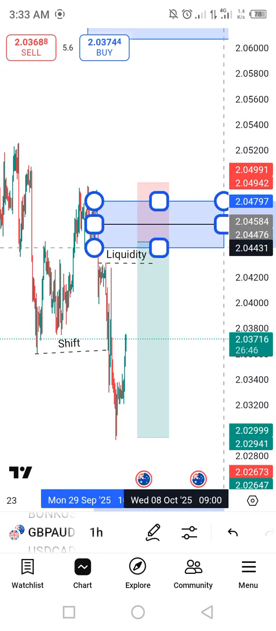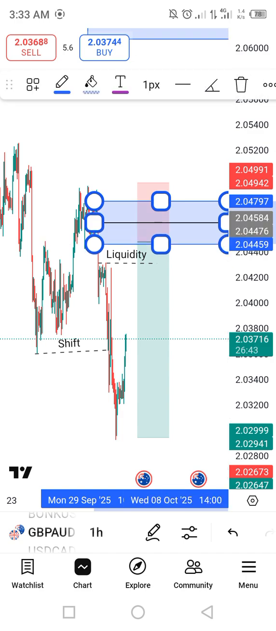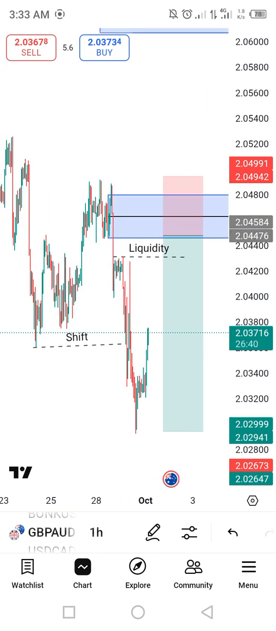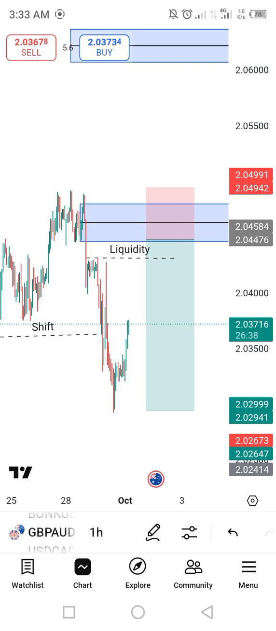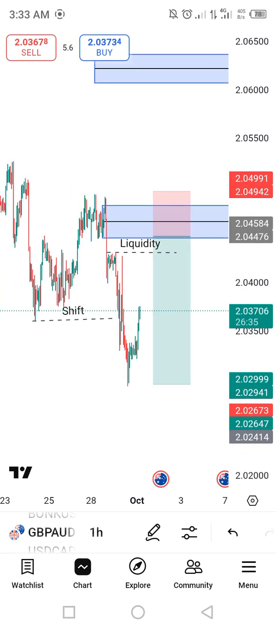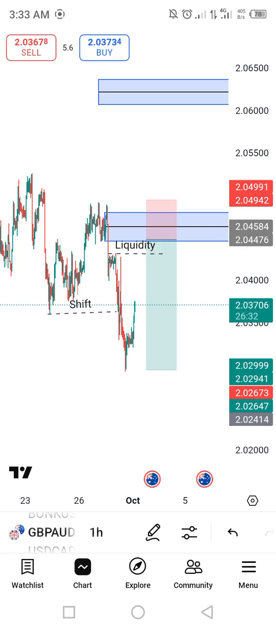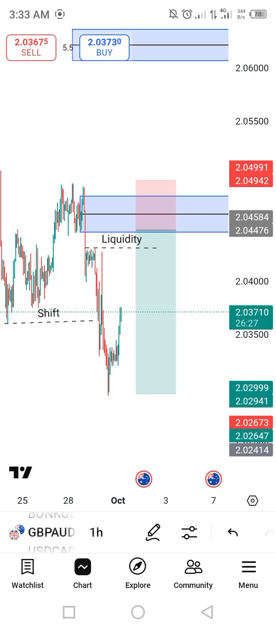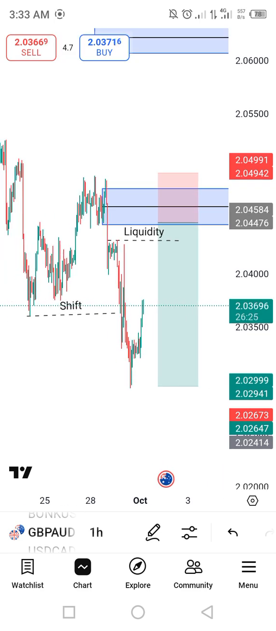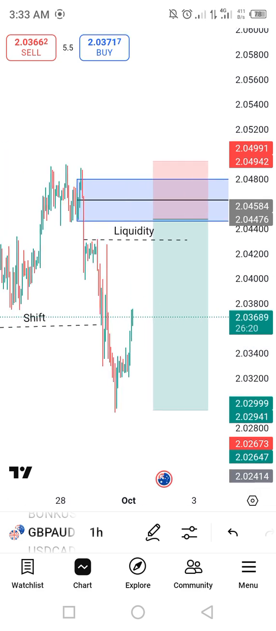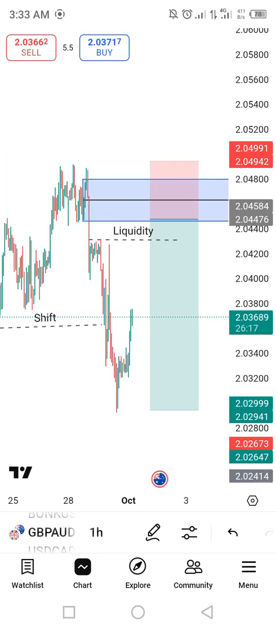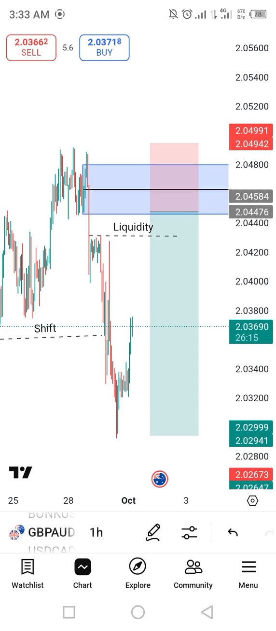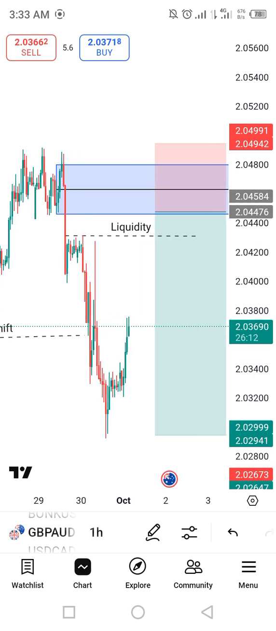Sorry guys, from this place. Please just bear with me, I just want to show this little video before it plays out. This is my bias on this pair, GBP AUD. Once it plays out, I'm going to bring out the results. I'm going to use this to pass maybe one or two challenges before I bring out the result. But this is what I'm expecting from this pair: I'm expecting it to come up and take out the liquidity before I enter.